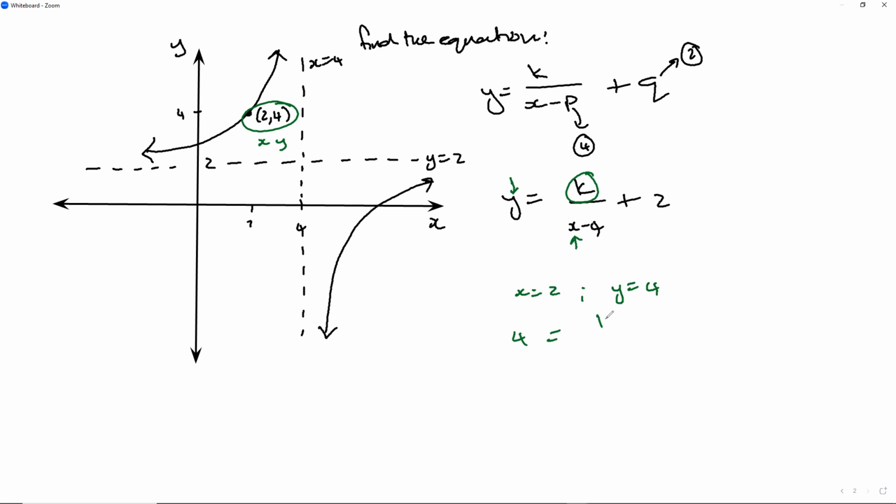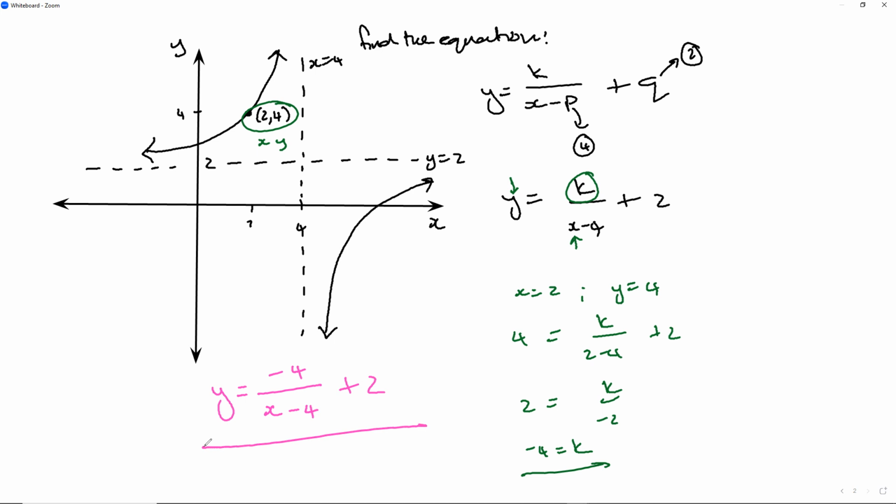So 4 equals k over 2 minus 4, plus 2. And I'm solving for k now. So I'm going to minus 2. This becomes 2. 2 minus 4 is -2. So -4 will equal k. And that makes sense because it's top left, bottom right. And now I'm done. Got my equation. So my final equation is going to be y equals -4, because it's my k value, over x minus 4 plus 2. And it's done.